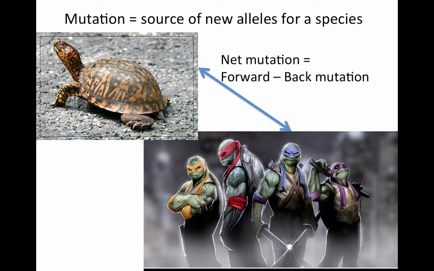And what we mean by a net mutation is that the forward and the back mutation are equal. So if you have mutation to superhuman strength and high intelligence and ability to use swords and wear bandanas and masks, that's a forward mutation. The back mutation then would be mutation back to your nice eastern box turtle form here.